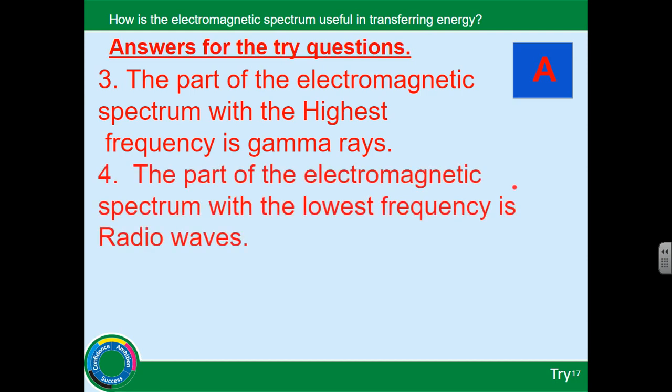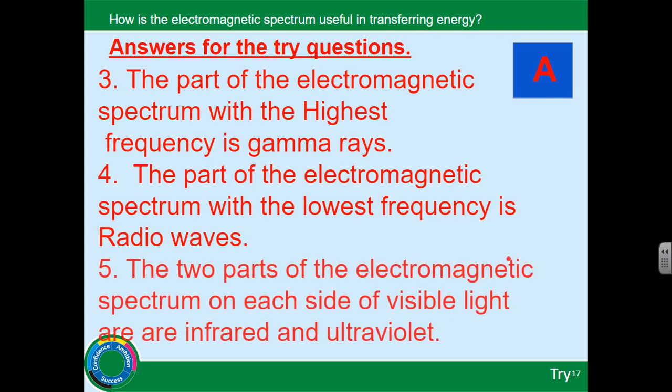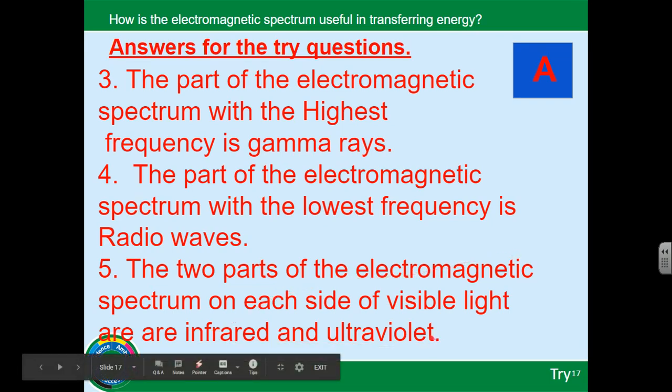So number four, the part of the electromagnetic spectrum with the lowest frequency is of course radio waves, and you can tell that because the wavelength is huge. As we said earlier, building size. And number five, the two types of electromagnetic waves on each side of visible light are infrared and ultraviolet.